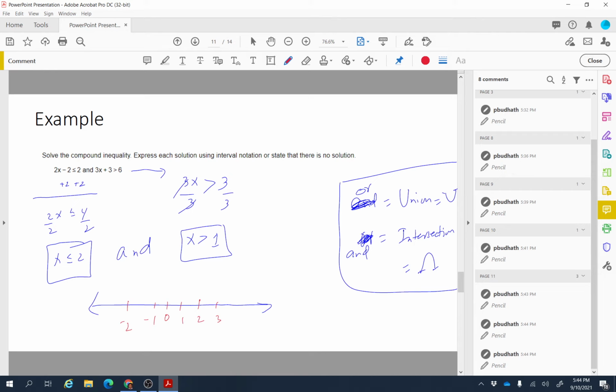X is less than or equal to 2. Starting from here, less, so we are going to the left. So anything to the left. That's for the first part.